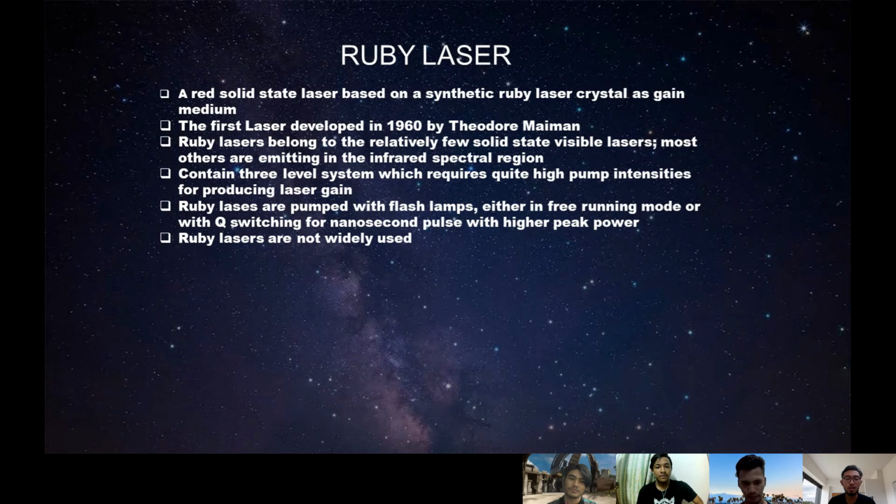Ruby laser belongs to the relatively few solid state visible lasers, as most others emit in the infrared spectral region. It is a 3-level system, which requires quite high pump intensities for producing laser gain. Ruby lasers are pumped with a flash lamp, either in the free running mode or with Q switching for nanosecond pulses with higher peak power. But ruby lasers are not widely used.